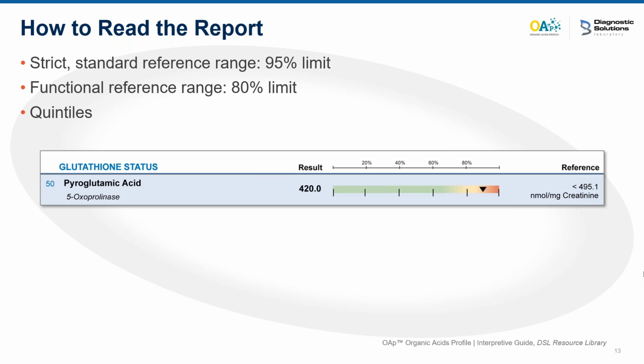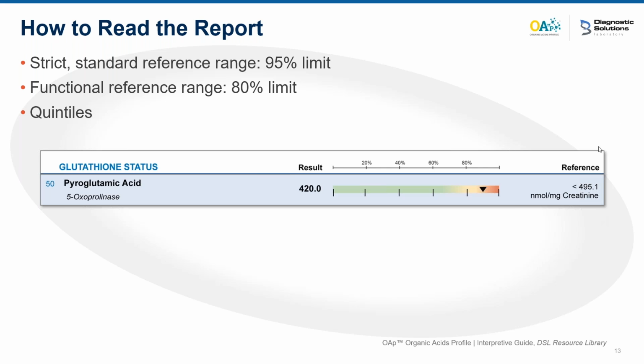And this report here is saying that 95% of people have pyroglutamic acid less than 495. So that's a 95th percent limit. If the patient's above that 495, they are in the top 5% of the population for pyroglutamic acid. That's very abnormal. That's statistically significant. That's something that would be a high priority clinically.